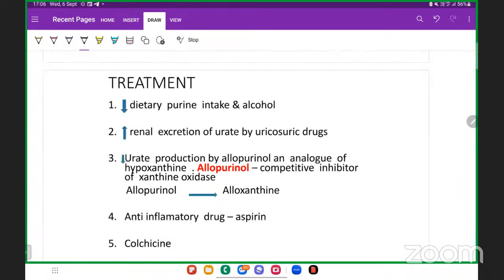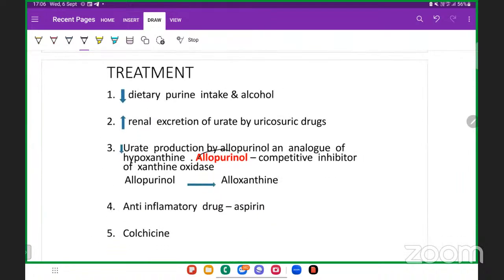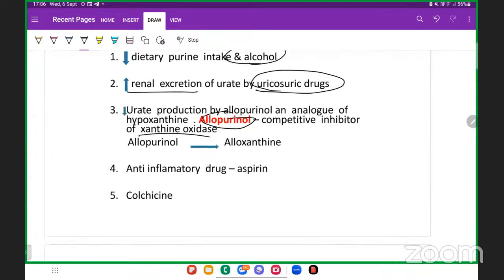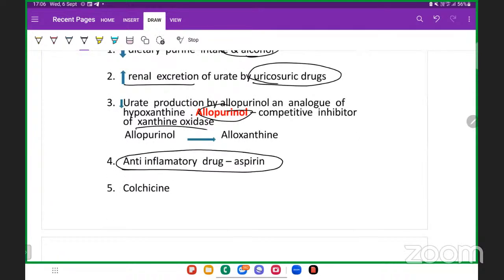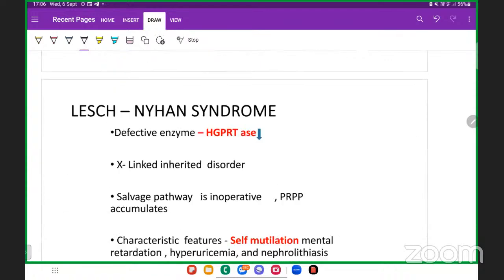Okay, what will be your treatment? I told you already, allopurinol, as Krishpa Sharma told. Very good. Allopurinol is a competitive inhibitor of xanthine oxidase, and that will help in reducing urate production. And you can increase the renal excretion by uricosuric drugs, and you have to advise the patient to decrease alcohol intake or decrease purine intake, and anti-inflammatory drugs like aspirin can be given, and colchicine can be given.